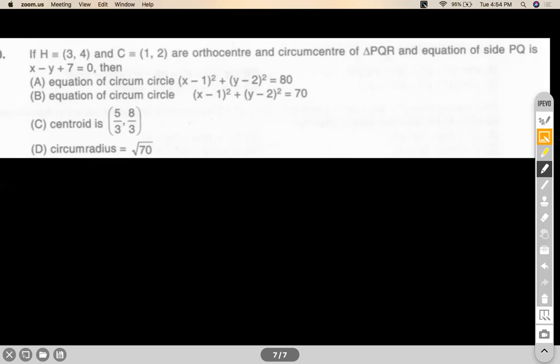So from common sense, only A or B could be correct. Both of them cannot be, or both of them could be wrong also. But A and B together cannot be correct. C and D, of course, they're all different things. So let's figure it out.